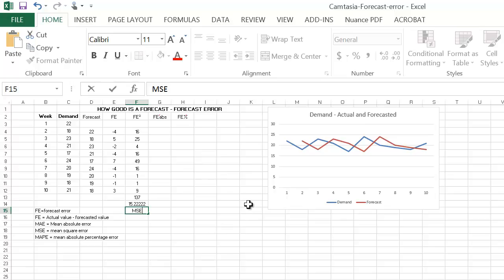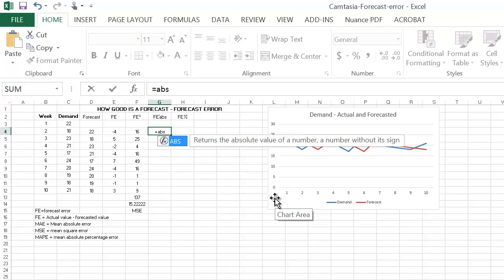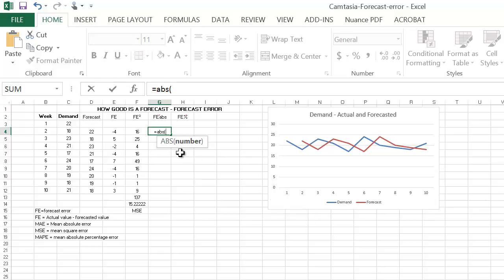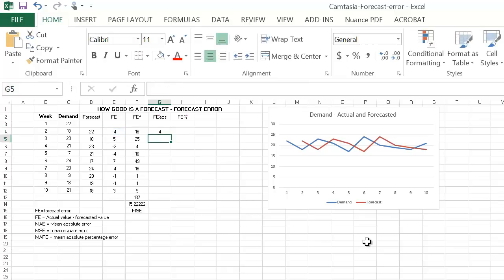Now, there's another way to quantify the error, and that's what's called the absolute error. So basically you have to get rid of the sign. So I use the built-in function in Excel called abs, absolute value, and I take the absolute value of the forecast error. Okay, and I do that for all the periods in which I have made a forecast. I add them up.